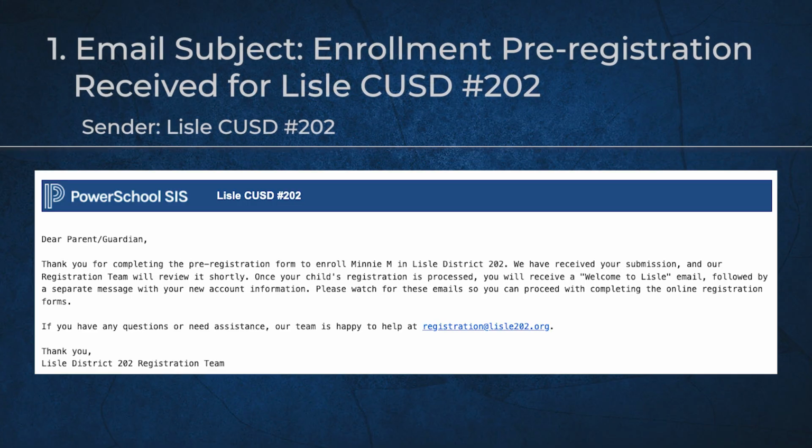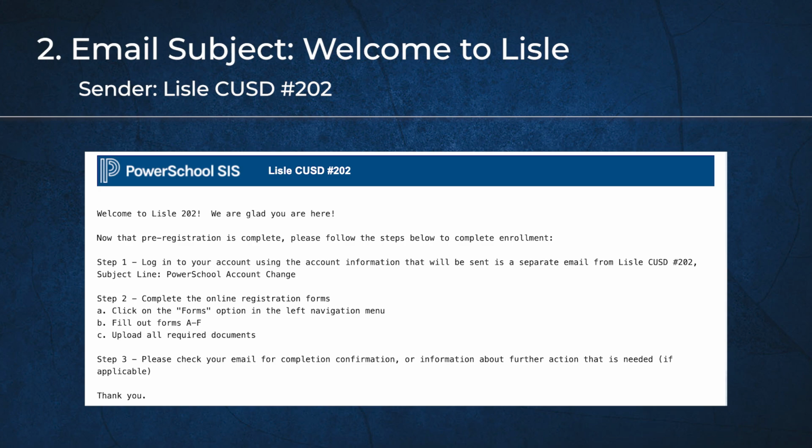After you submit your form, our team will process your enrollment, and then you will receive 3 emails. Email 1 has the subject line Enrollment Pre-Registration Received for Lisle CUSD 202. Email 2 has the subject line Welcome to Lisle and includes information about the steps you will need to complete to finish registering your child.